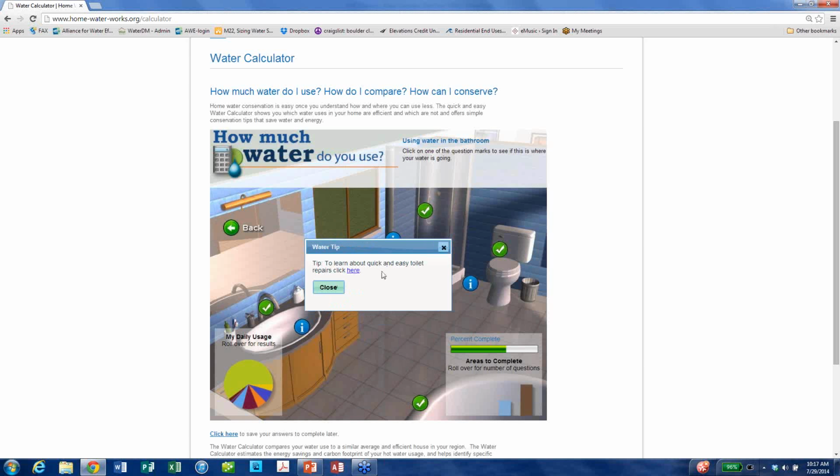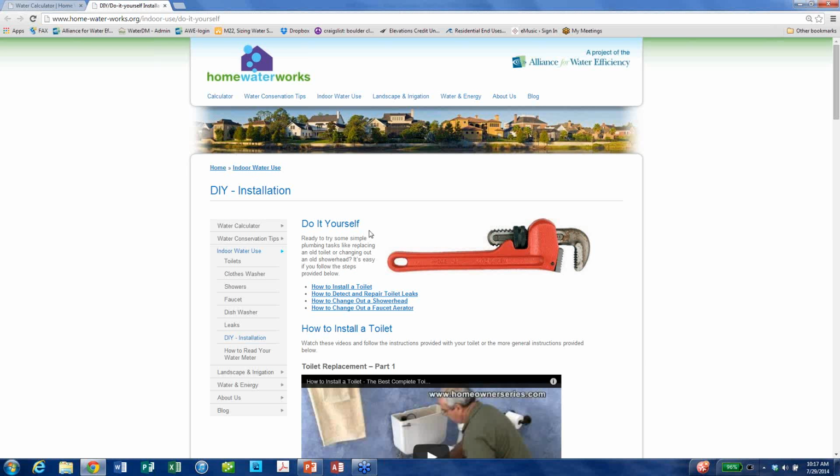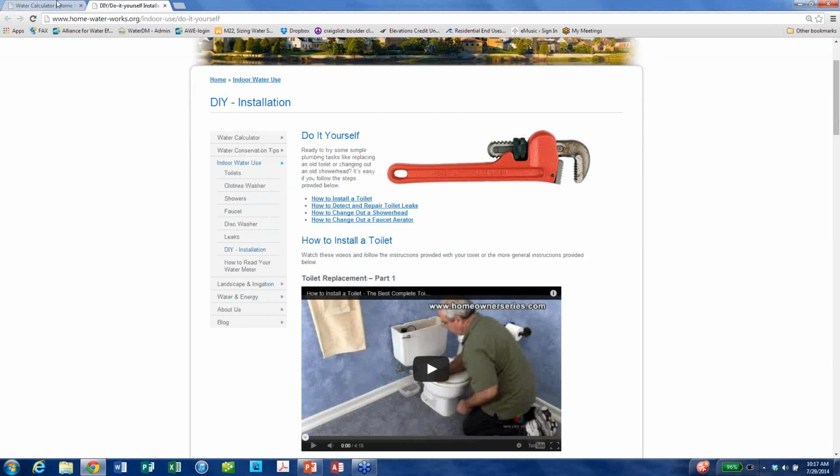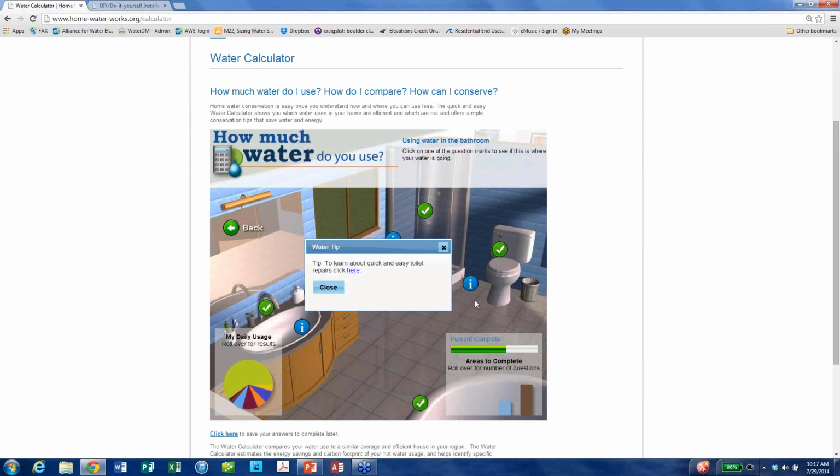So now here is kind of interesting because I answered yes to that question about the leakage. I can click here and get immediately jumped over to information on how to fix a leak for a toilet. So that's one of the neat features. Because of a particular answer that I gave, I get customized information through the calculator.